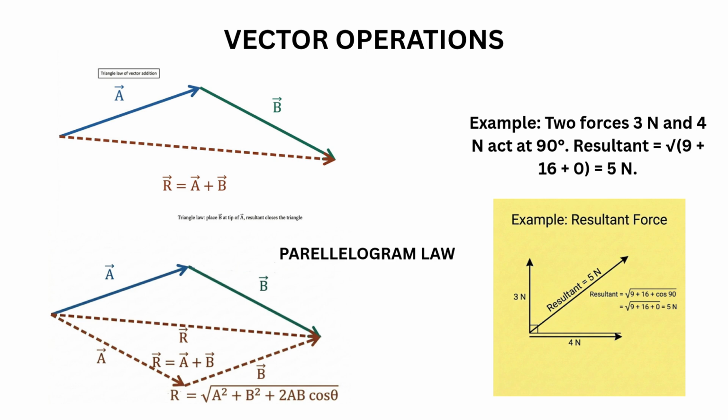Mathematically, the resultant is found using the parallelogram law as shown in the figure. The resultant R equals square root of a squared plus b squared plus 2ab cos theta. Let us see a sample problem with two forces, 3 Newton and 4 Newton, acting at a 90-degree angle. The resultant of the two forces is found to be 5 Newton using the formula.